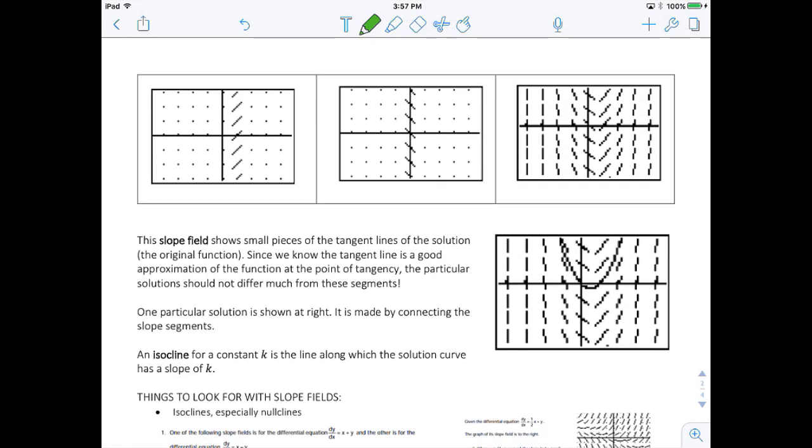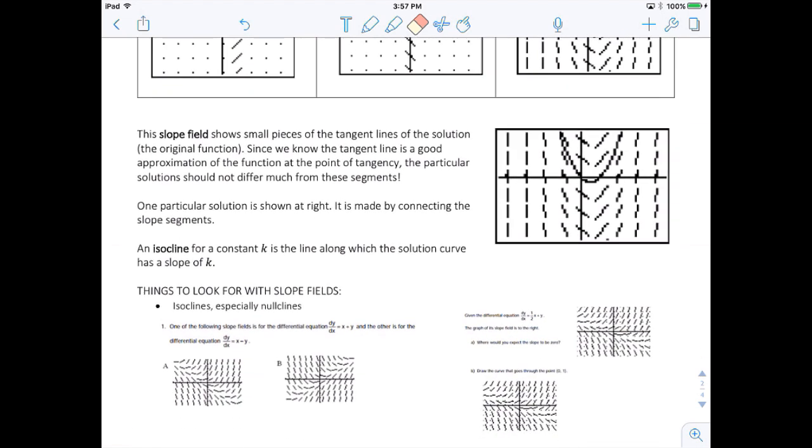Now, I could continue to do that for other points. So here I've got all of these values at x equals 1, and all of these values at x equals 0. If I continue to do this, I wind up with a field of all the slopes at every various point. That is really what I'm looking at when I look at a slope field: the collection of all possible slopes that fit the constraints given by a differential equation, typically. So a slope field shows small pieces of the tangent lines of the original function, the solution curve. Since we know the tangent line is a good approximation, the particular solution should not differ much from those segments.